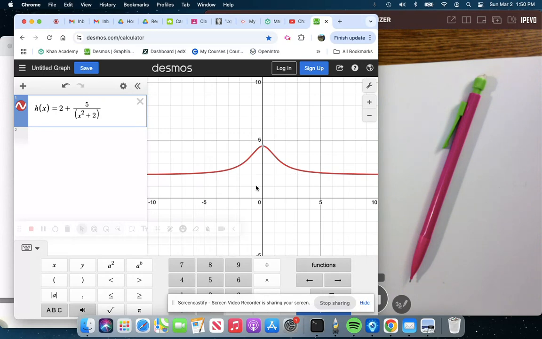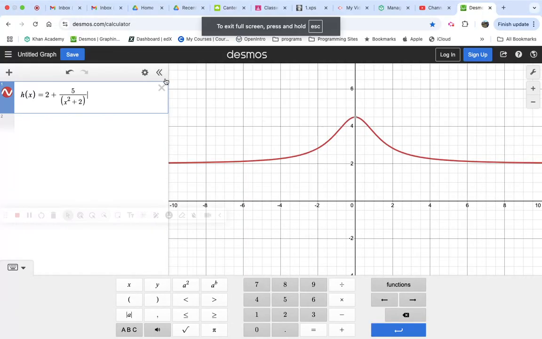As we can see, it doesn't look like there are any zeros, right? It just stays above the x-axis, so there are no real zeros. Of course, there might be imaginary zeros, but we're only looking for the real zeros in this situation. Let me zoom out on that. Let's see if we can figure out why there aren't any zeros on this.